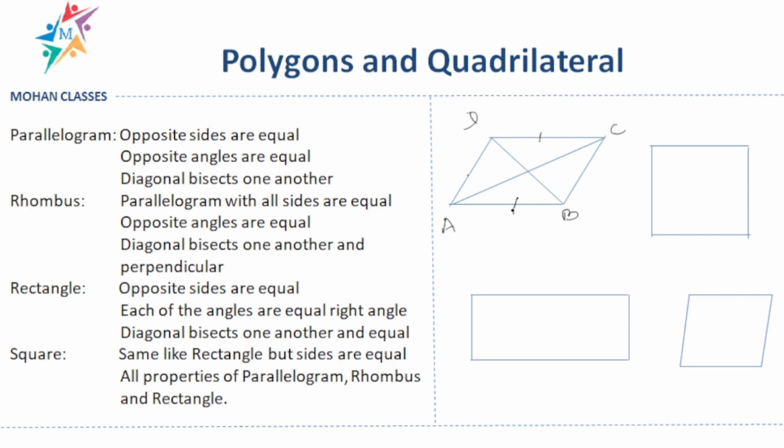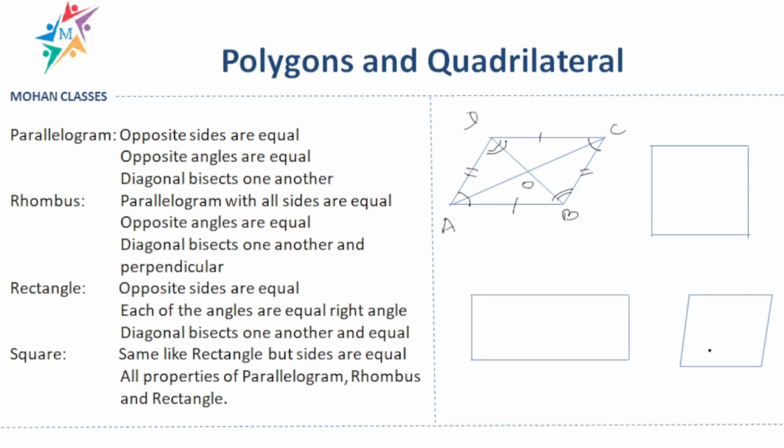Opposite sides are equal and parallel in a parallelogram. Opposite angles are equal in a parallelogram, so this angle will be equal to this angle. And then the diagonals bisect each other. That means OA is equal to OC, OD is equal to OB. Bisects means it will bisect equally. O is the midpoint of AC. Similarly, O is the midpoint of BD. Clear? These are all the properties of a parallelogram.